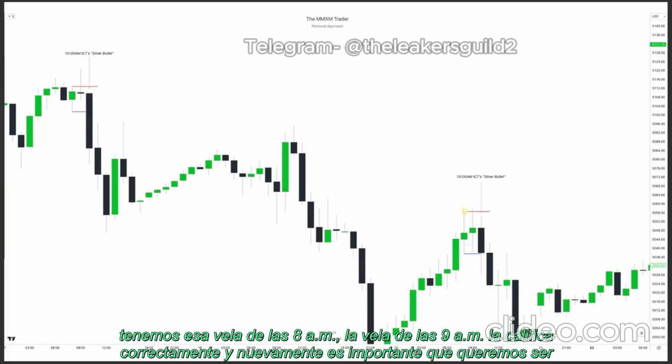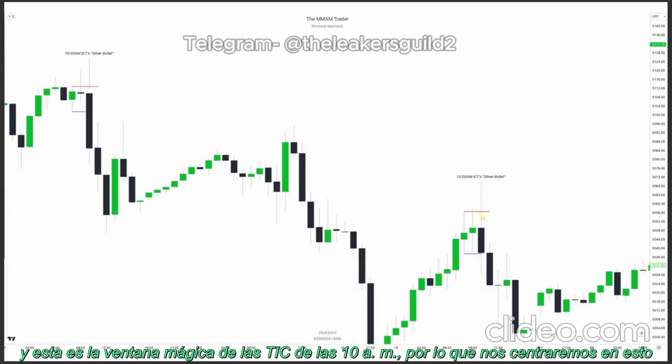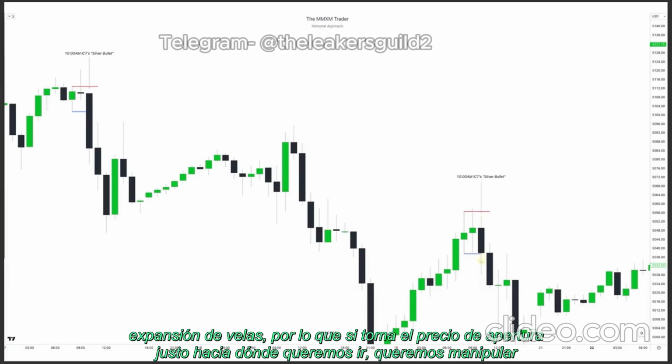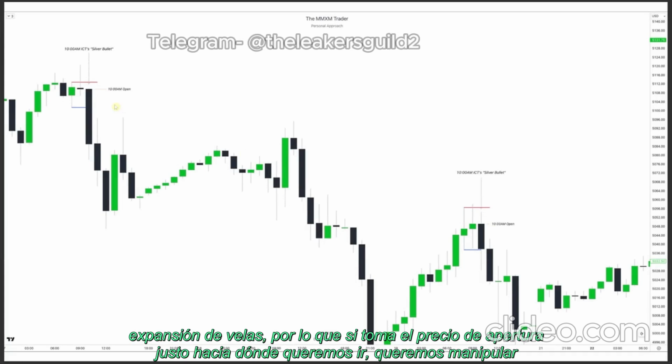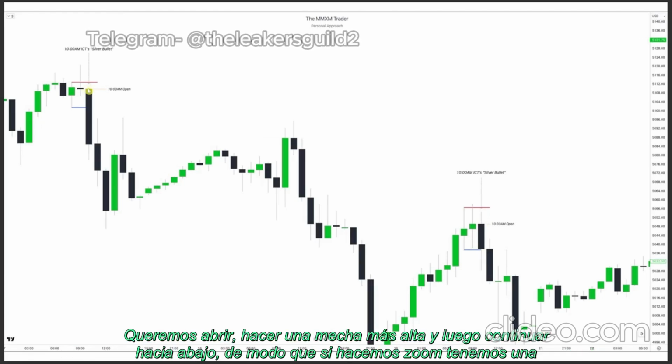Same thing down here. We've got that 8 a.m. candle gets raided by the 9 a.m. candle, and again, important, we want to be closing inside of this first candle's range. Then we know we can target that candle's low, and that is the 10 a.m. ICT Silver Bullet time window, so we're going to be focusing on this candle's expansion. So if you take the opening price, where do we want to go? We want to manipulate up higher, and then go down lower and distribute. And that's just like the same thing over here. We want to open up, make a higher wick, and then continue down lower.